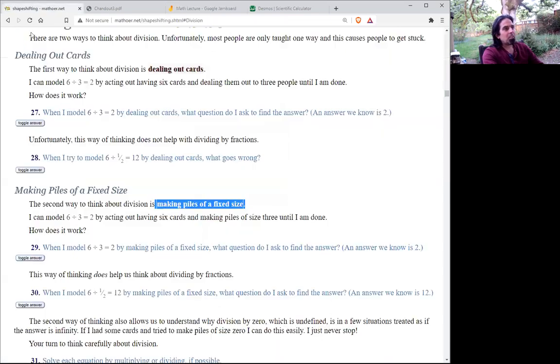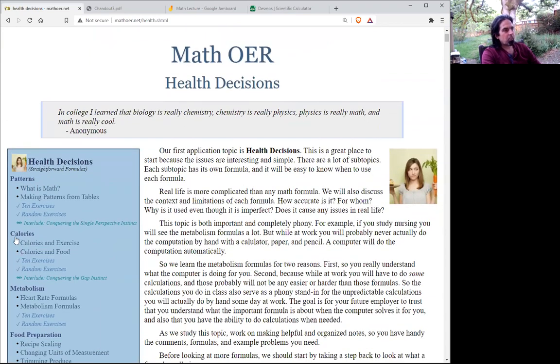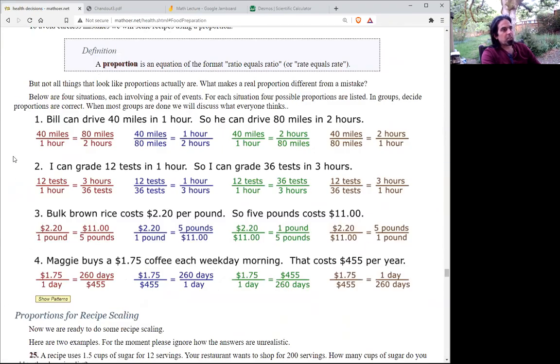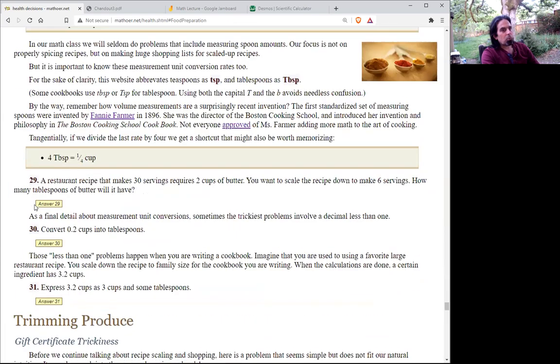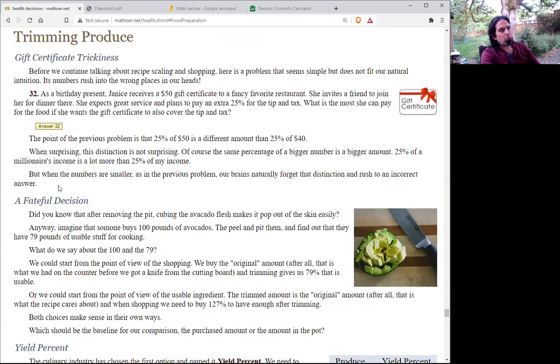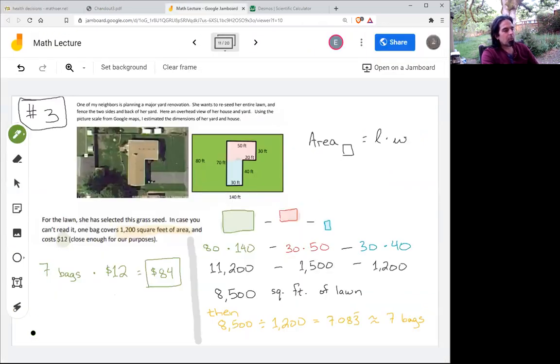If you care about recipes, then we can eventually talk about, in the health decisions application section, food preparation and recipe scaling. And then we'll actually go into using some tools we'll get soon with proportions, and we'll talk about trimming produce, because there's this thing called yield percent, right? When you buy an avocado, there's a pit in the middle. You don't get to use 100% of the avocado in your recipe, and so on. So we can do recipes the right way without fussing about teaspoons of baking soda. But anyway, this was good. Okay, we're not done. Questions about the grass part of this?